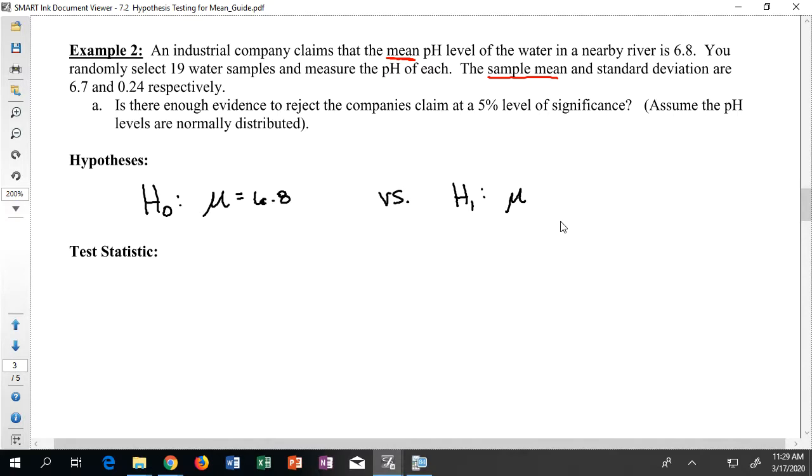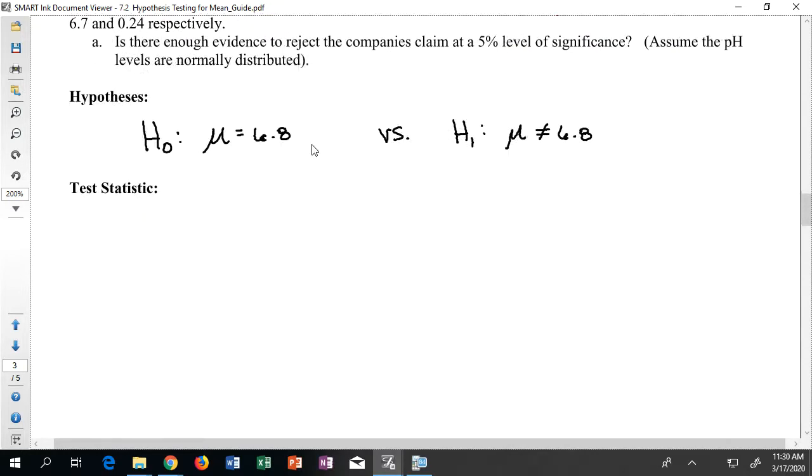Would that be greater than? Would that be less than? Would that be not equal to? Notice that determining that has nothing to do with the numbers that I was given. It's got nothing to do with the X bar, nothing to do with the S, nothing to do with the N. It has only to do with the question. Is there enough evidence to reject the claim? Well, rejecting what they would say would be a not equal. And remember that every time we see a not equal, what kind of test do we have? It's a two-tailed test. All right, no big deal. Most of the stuff here is identical.